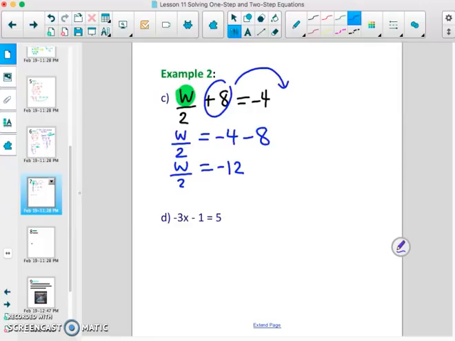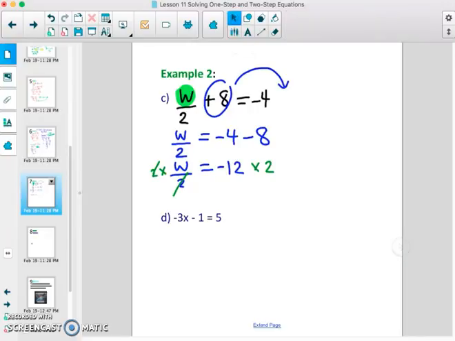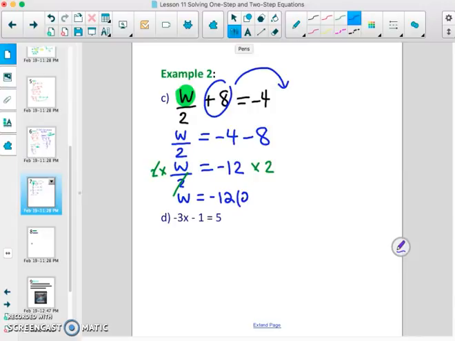And then now to get the w by itself, we're going to do the opposite. So because the 2 is being divided right now, we're going to multiply by 2. And so by doing that, we get a situation where we have w by itself, and then you're just left with w is equal to -12 times 2, which is equal to -24.